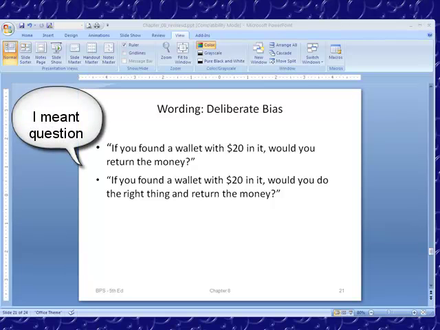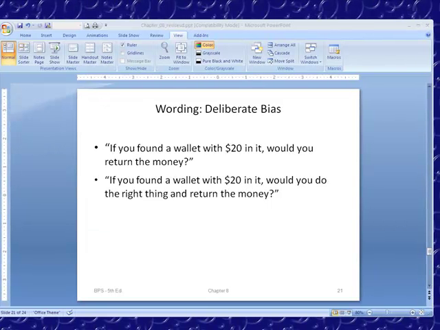Look at these two. Now, if someone asked you, if you found a wallet with $20 in it, would you return the money? Now, if someone had asked that in another way, if you found a wallet with $20 in it, would you do the right thing and return the money? That puts a bias on that question.